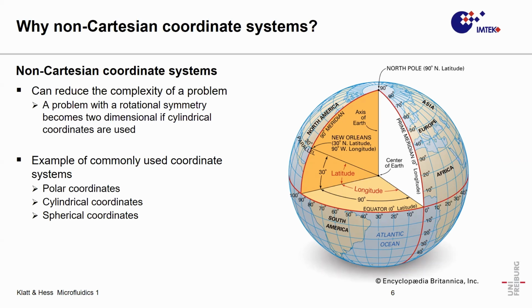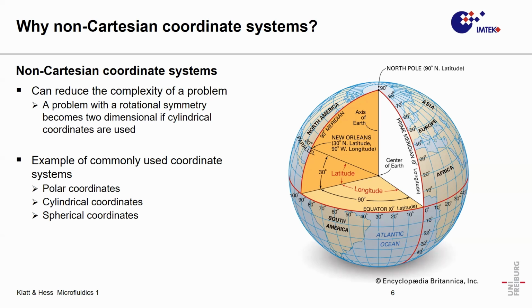The question is, why should you work in non-Cartesian coordinate systems? And the reason is pretty simple. Sometimes non-Cartesian coordinate systems can reduce the complexity of a problem. For example, a problem with a rotational symmetry becomes 2-dimensional if cylindrical coordinates are used. Just imagine a pipe. A pipe has a rotational symmetry, so if you use a cylindrical coordinate system, the Navier-Stokes equation becomes 2-dimensional. But if you describe this problem in Cartesian coordinates, you would need 3 dimensions.